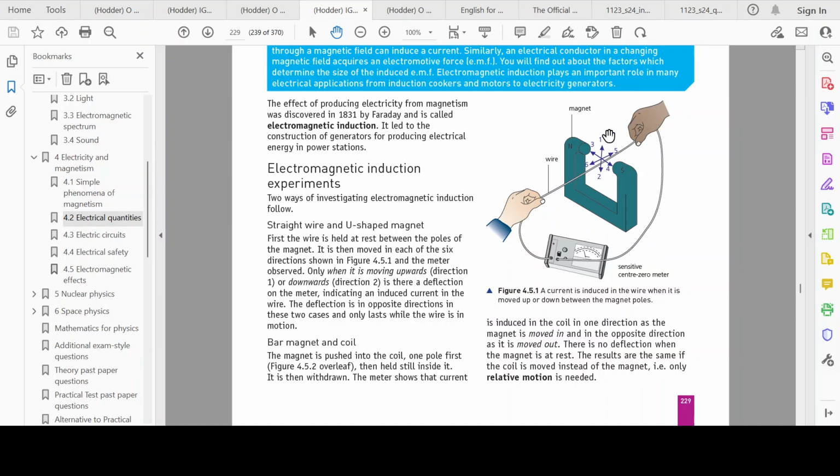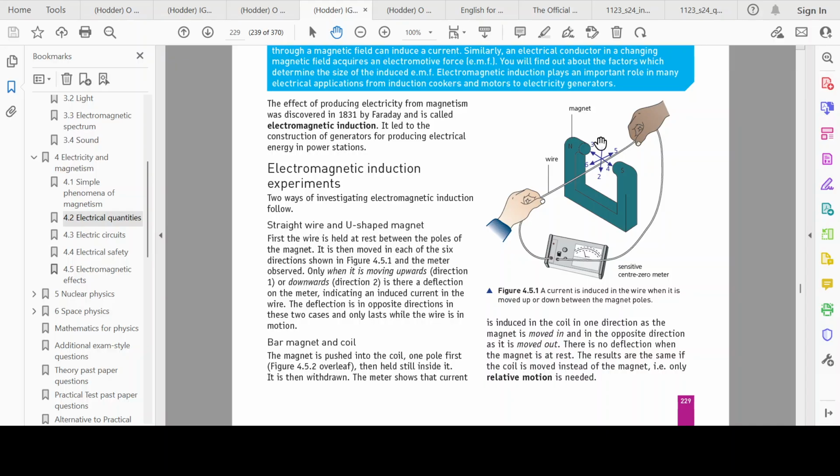And the current is going to switch. If they move it upwards, in the direction of arrow 1, the deflection is going to be in one direction. If they move it downwards, in the direction of arrow number 2, the deflection is going to be in the other direction. So the current is going to flow in the opposite direction. And remember we talked about AC circuits, alternating current, where the direction of the current changes. This concept is going to be used in AC generators and AC motors.